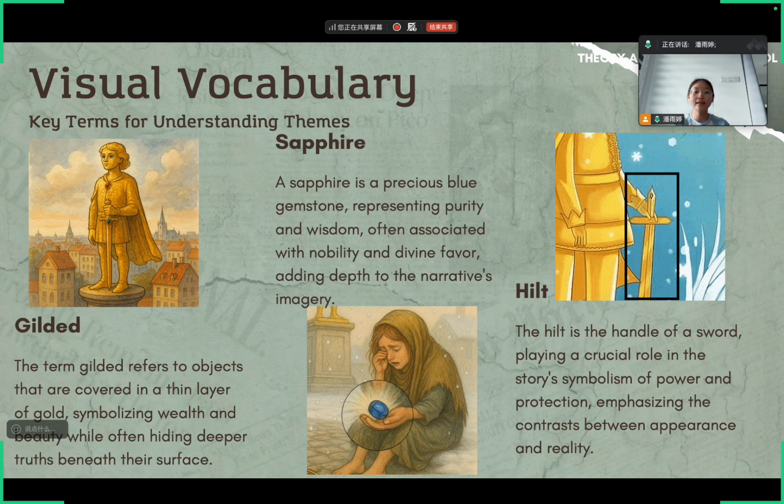I would present an image of a gold leaf object and ask, "Is this solid gold?" When they say no, I introduce the term gilded. This is not just teaching a word. It is setting up the central theme of the story: appearance versus reality. I also anticipate that students might struggle with the pronunciation of sapphire.